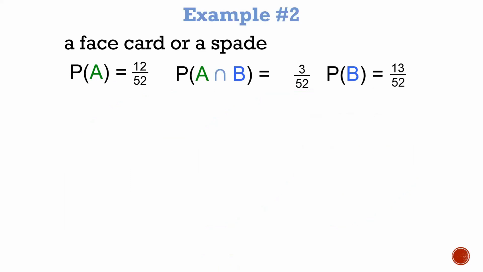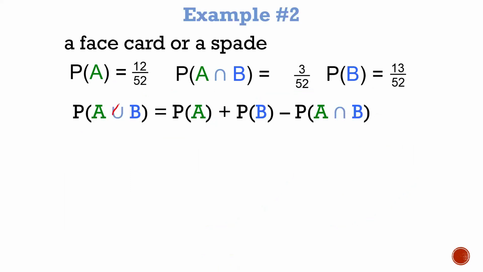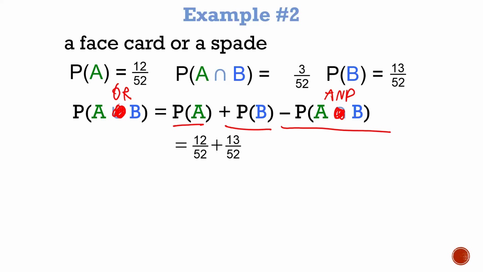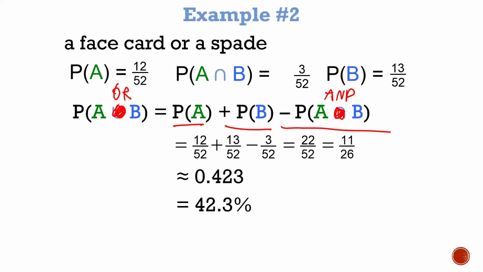If I want to find the probability of A or B, it is equal to the probability of A plus the probability of B minus the probability of both happening simultaneously. Why do we subtract? Because those are double counted. And you can reduce this and make it a percentage.